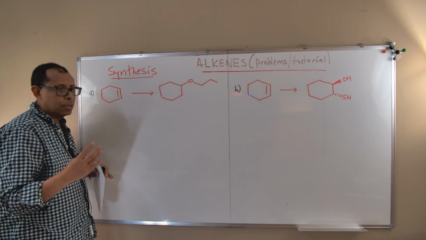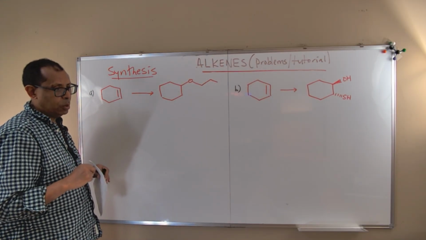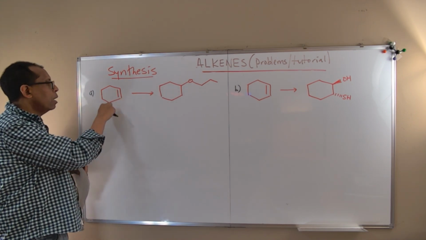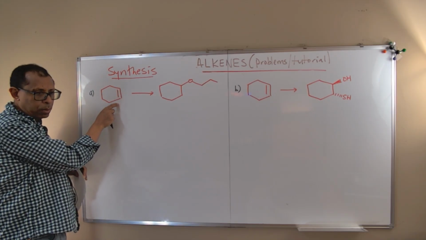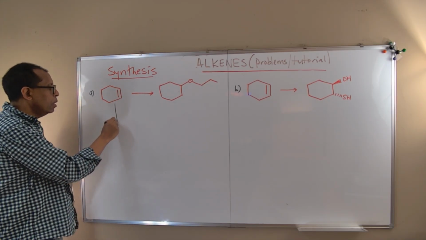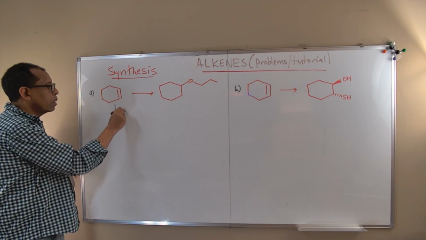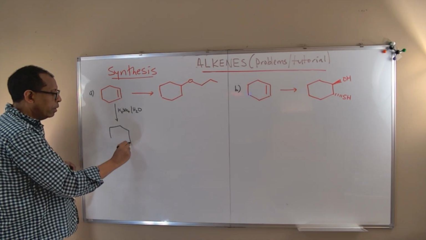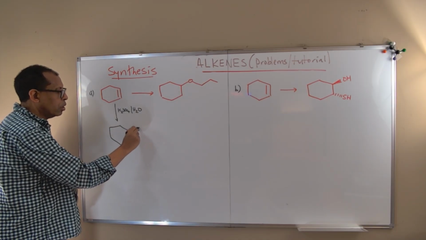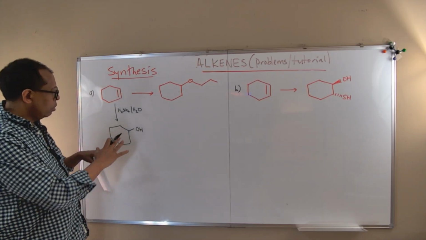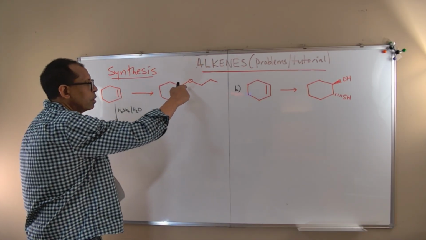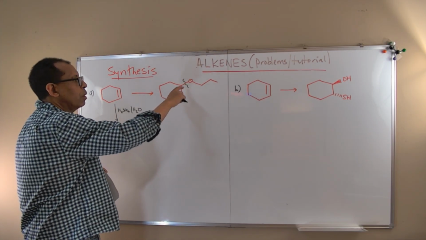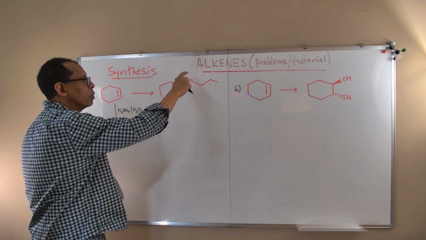For Williamson ether synthesis, you need an alcohol. That is the point. So how do you get a single alcohol on this molecule? Very easy. First, hydration, sulfuric acid, water, would give you the hydrated product, which is OH. You get the alcohol. Now, if you see the alcohol and cut it right here, you need to have a bromine here or the OH there.